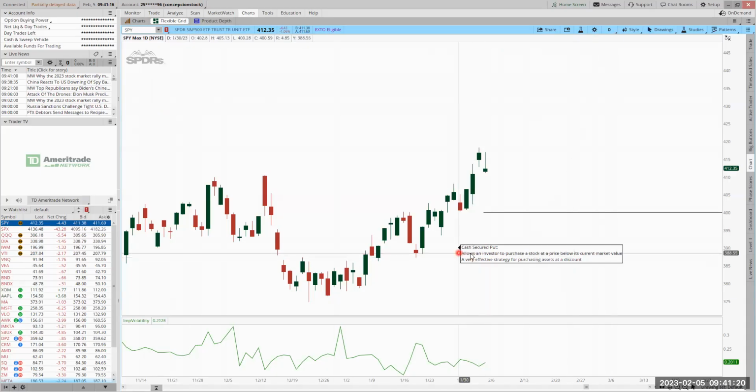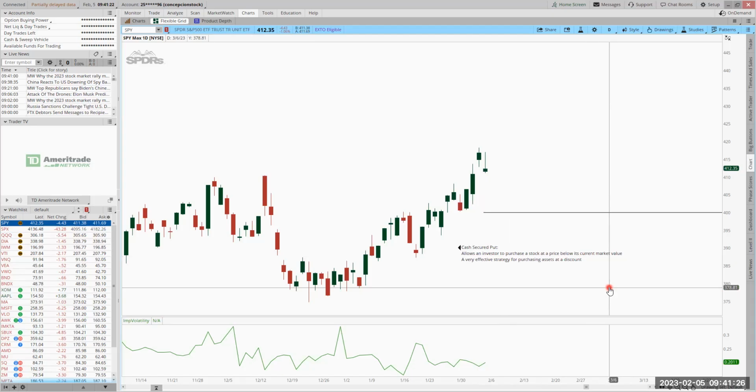So, a cash secured put allows an investor to purchase a stock at a price below its current market value. It's a very effective way and strategy for purchasing assets at a discount. So currently, the last price traded on the S&P 500 was $412.35. I put a predetermined line here at 400. So as investors, you should always be thinking on how to get things at a discount.